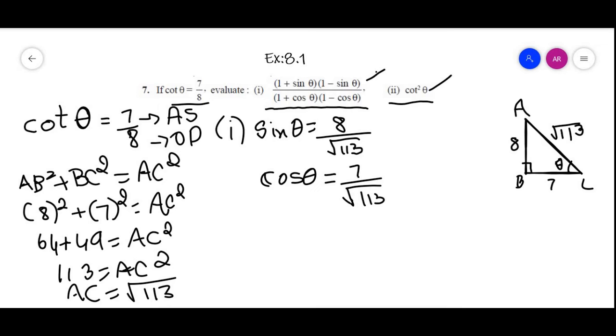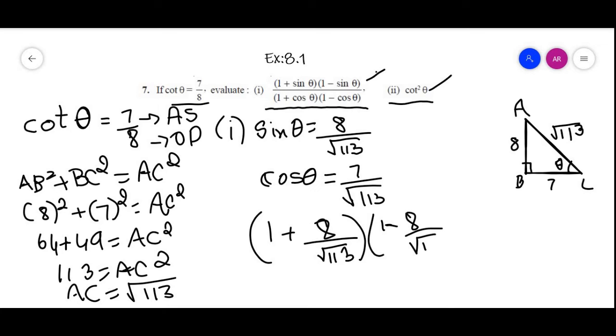So we have got our values of sin theta and cos theta now. Let's substitute them into the expression that has been given to us in the question. So it's going to be 1 plus 8 by root 113, in brackets, and we should also find 1 minus sin theta, so 1 minus 8 by root 113. And what do we have in the denominator? We have 1 plus cos theta, so it's going to be 1 plus 7 by root 113.